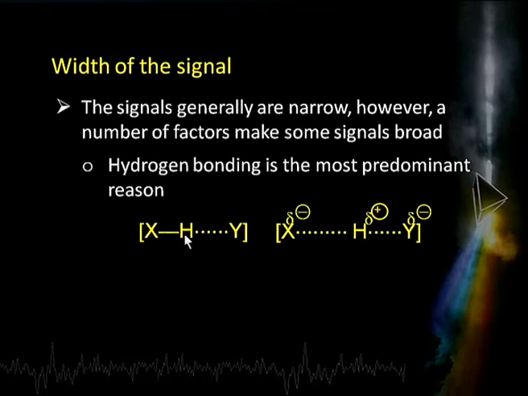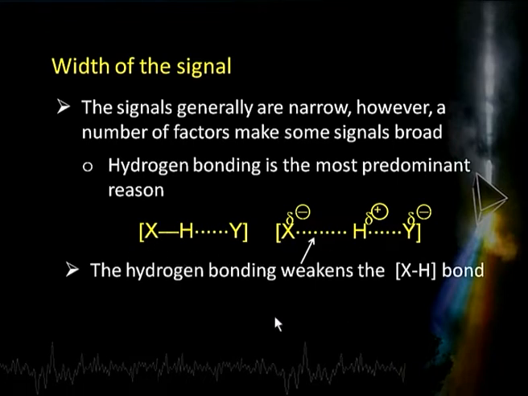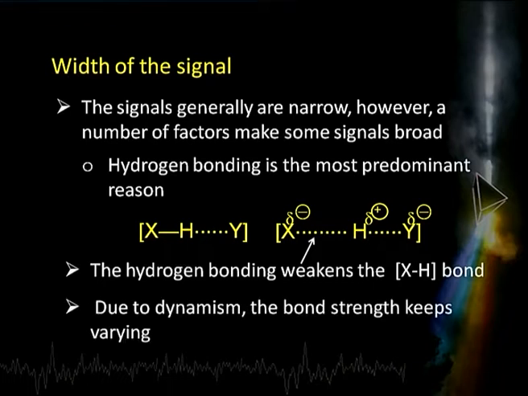When that happens, some kind of charge separation comes into play, and as a consequence of the hydrogen bond formation, this X-H bond actually becomes weak. Since it becomes weak, it gets slightly extended, and the strength becomes less. Secondly, this is dynamic; it is not fixed in a certain orientation. So this hydrogen bond is slightly dynamic, and the bond strength keeps varying. As a consequence, a number of different frequencies are there for the band, and the spectrum becomes broad.